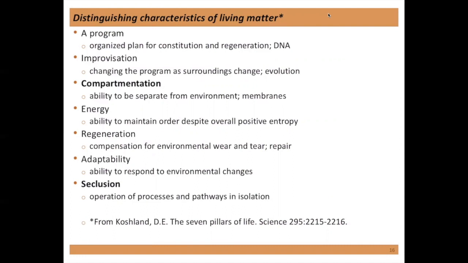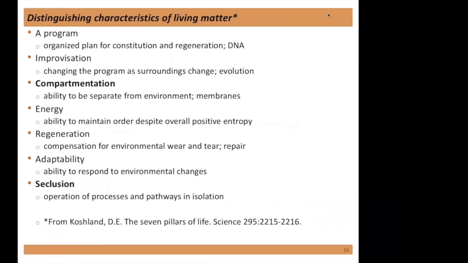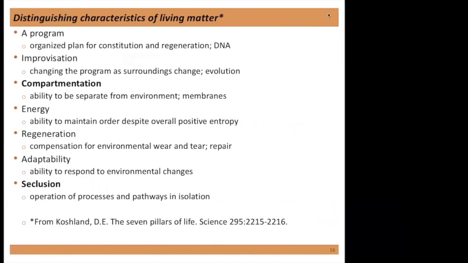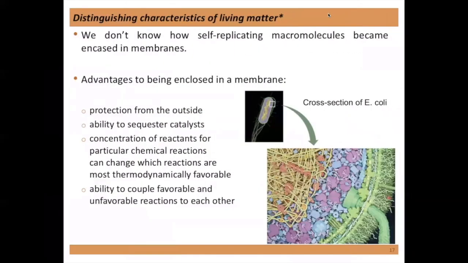Life also needs the ability to generate energy and process food metabolically to carry out chemical reactions. Then regeneration: if there's an issue or an injury, you need to compensate for the wear and tear. You need to adapt to the environment, because most of the time the environment's changing. And then finally seclusion, so operating the processes in pathways and in isolation from other things. Those are the distinguishing characteristics. We've talked about a couple of them, but we're going to talk about compartmentalization.